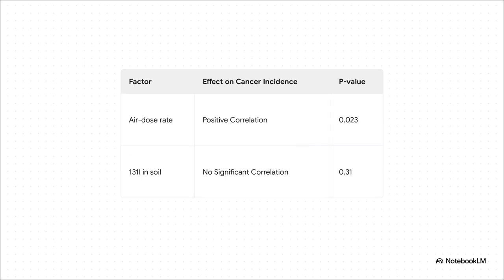And here's another example of how these models can find the signal hidden in the noise. After the Fukushima nuclear accident, researchers used what's called Poisson regression to analyze thyroid screening data. The results were fascinating. They found a clear, statistically significant link between cancer cases and the local air dose rate. But, and this was the surprise, they found no significant link to the amount of iodine-131 in the soil. This helped untangle a super complicated exposure scenario on the ground.